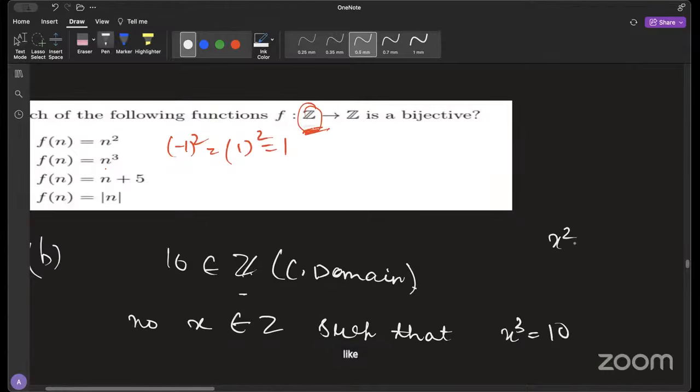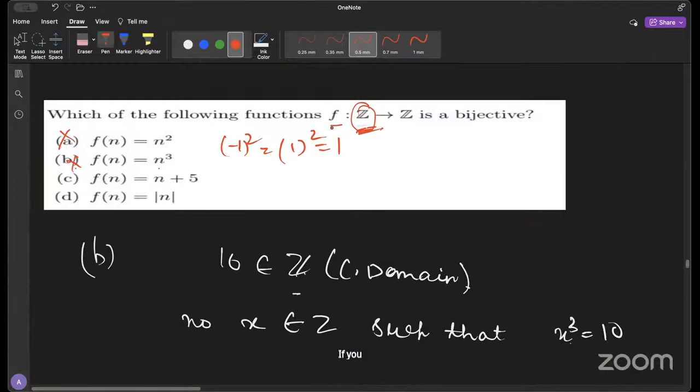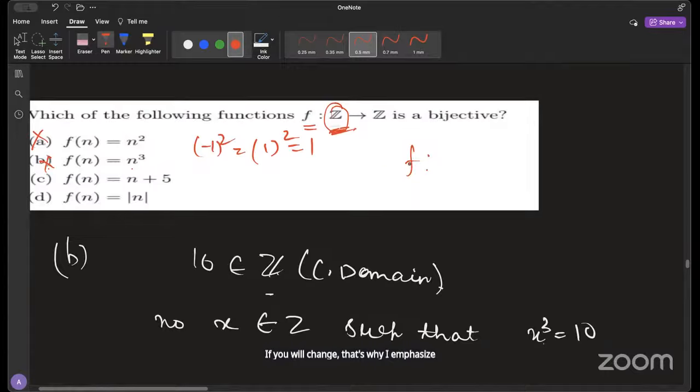Like when you write x square equals 1, there are two possibilities, minus 1 and 1, and both of them are integers. But when you write x cube equals 10, there is no integer for which the cube is 10. That's the problem. That's why this is incorrect. That's why I emphasize that this function from R to R is different. If you define f(x) equals x cube, this is a different function from this one, and this is a 1-1 and onto function. This is a bijective function.